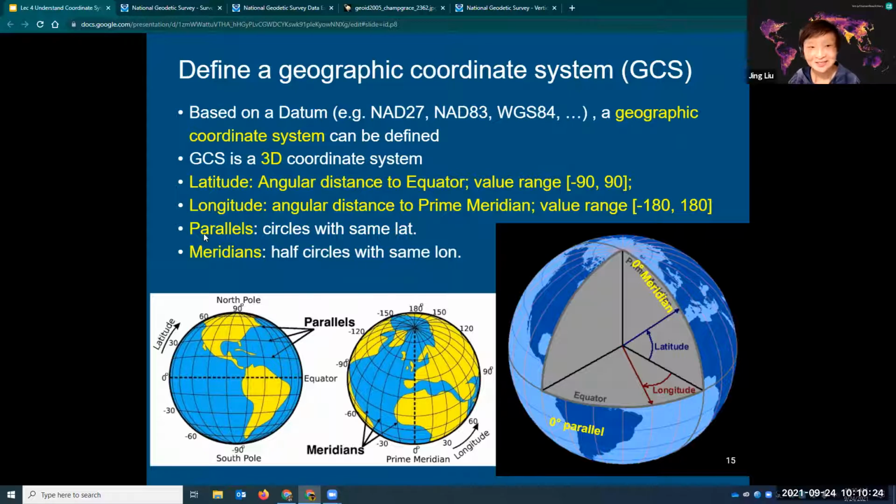So you can see then how far you are from equator, which parallel line you are on, that is your latitude. The range is from -90, that is the South Pole, to 0 equator, and then to +90, that is North Pole. And your meridians, that is a half circles.